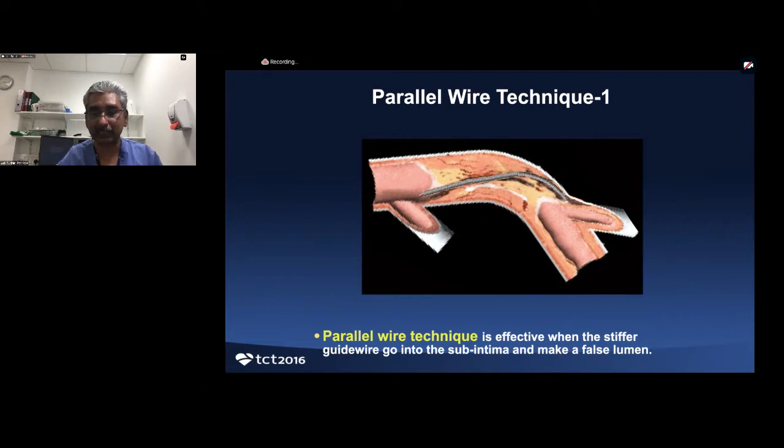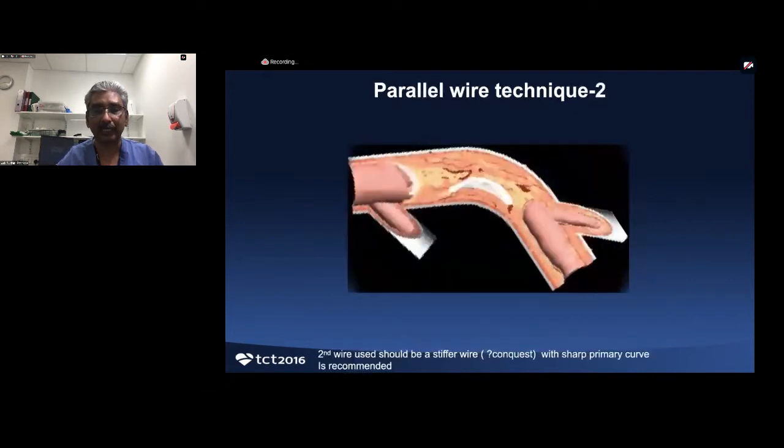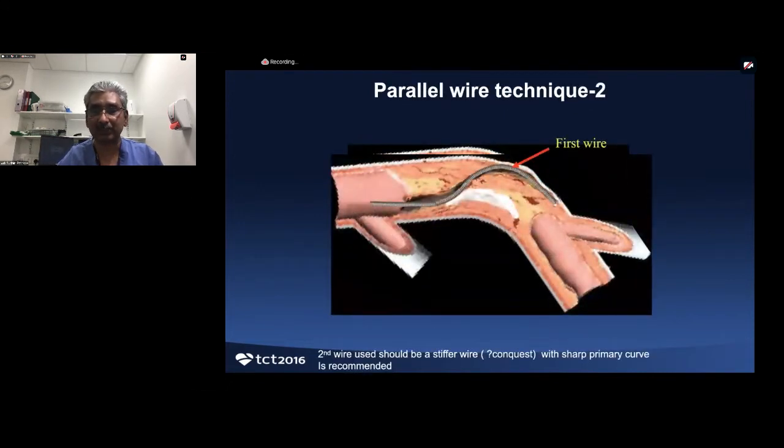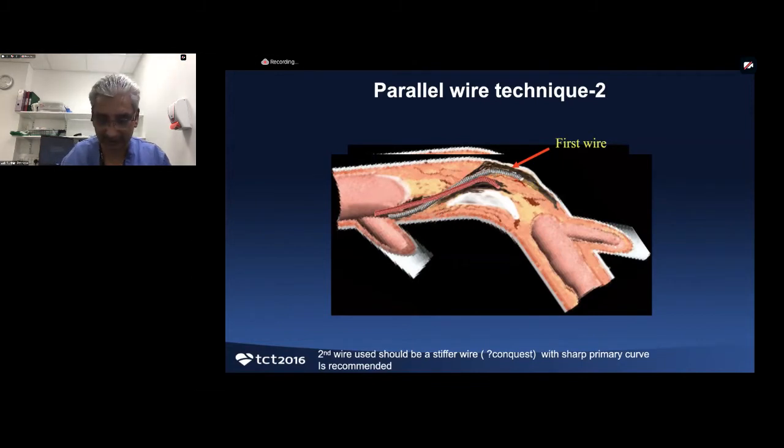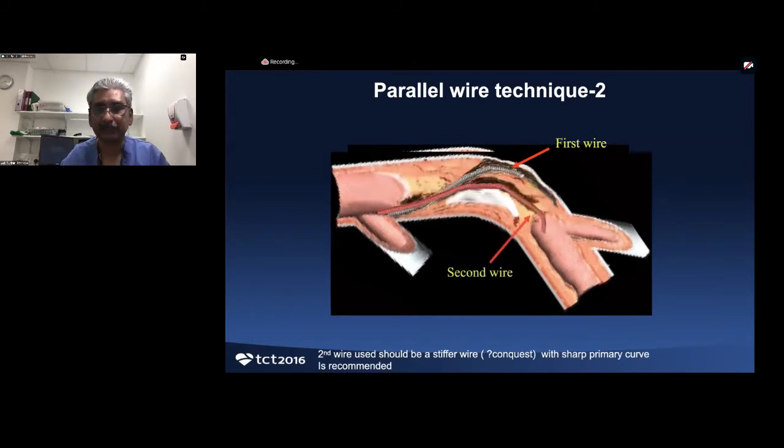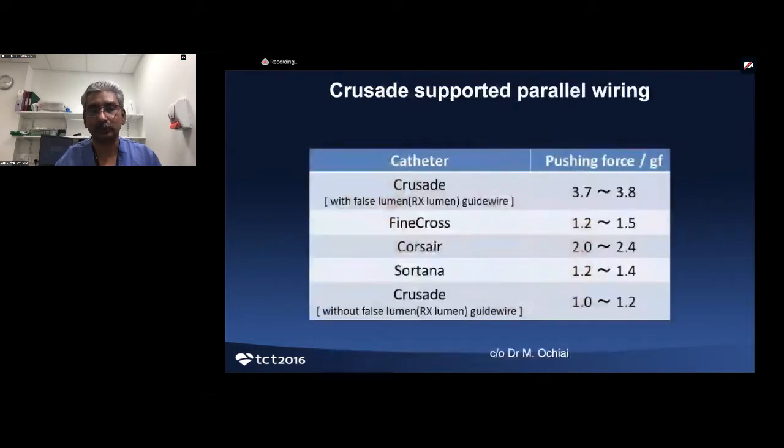But another alternative is to use a parallel wire, where if your first wire is in the subintimal space, you leave that wire there and use a second wire, guided by the first wire, to get into the true lumen. Obviously, I will show you one or two cases to demonstrate this technique a little bit more. So this is how the parallel wire works. You take the second wire, put a little sharper curve and maybe a little bit stiffer wire, and try to get into the distal true lumen.